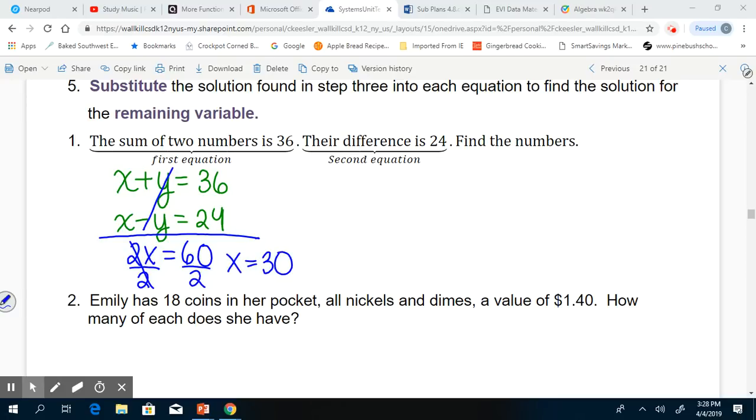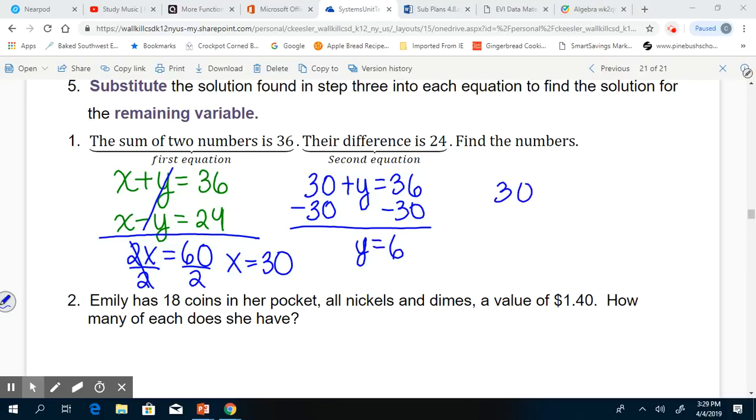Then all we have to do is plug that back in to get our second number. So x is going to be 30. We have 30 plus y equals 36. Subtract the 30. And y equals 6. So we have our two numbers being 30 and 6. And we can plug them back in just to prove that we've got it right. We know that 30 plus 6, the sum of them is 36. We know 30 minus 6, the difference between them is 24. So obviously we did it correctly.